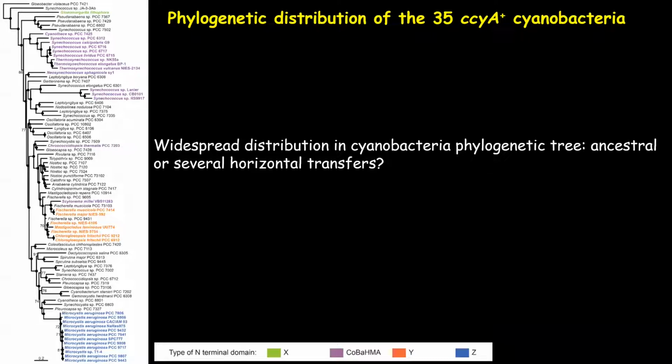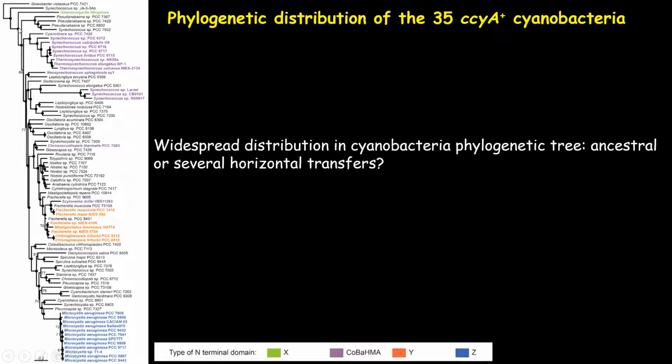So there are two possibilities to explain that pattern. The first possibility is that this calcyanine appeared very early in the history of the cyanobacteria, at least there.